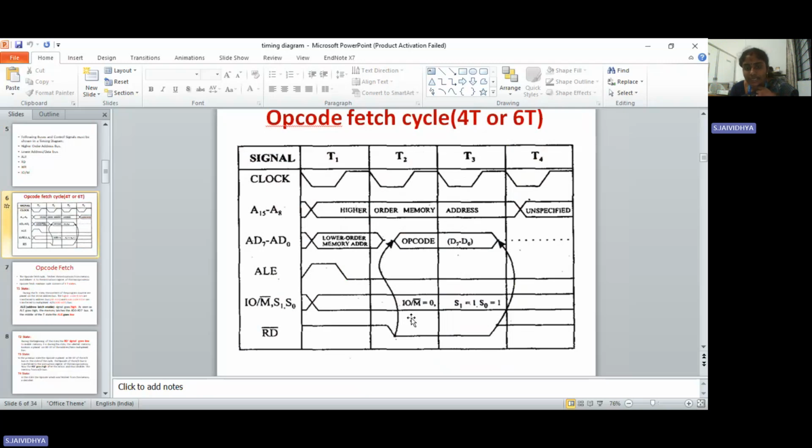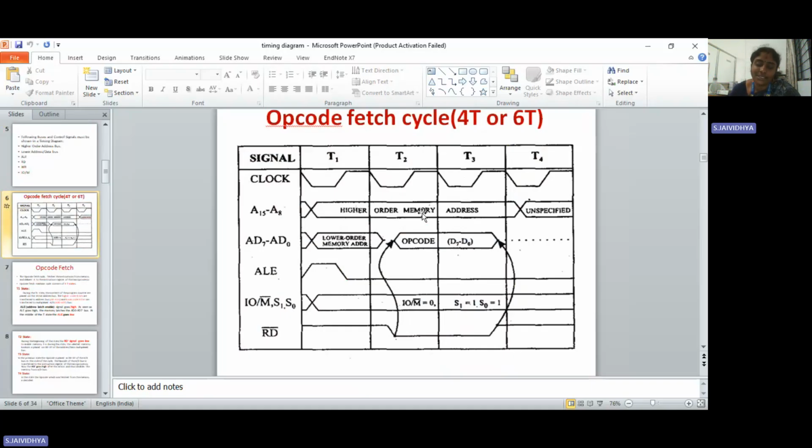During the opcode fetch cycle, the input output memory is 0. Status signal S1 is equal to 0, S0 equals 1. The read cycle is enabled when the data, that is data bus D0 to D7, we are fetching from that opcode. So we are having an instruction.